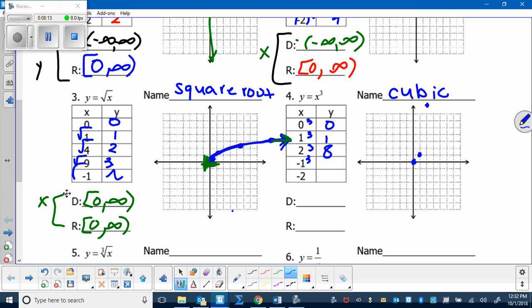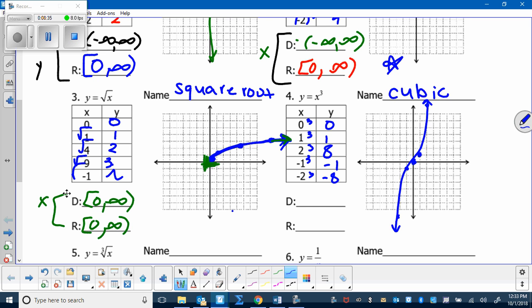Negative 1 to the third. Be careful. Negative 1 times negative 1 is positive 1, times negative 1 again gives you a negative 1. So when you square things, they turn positive, but when you cube them, they stay negative. So negative 1 is a point. Negative 2 to the third is negative 8. So like this, you knew that this graph looked like this already.